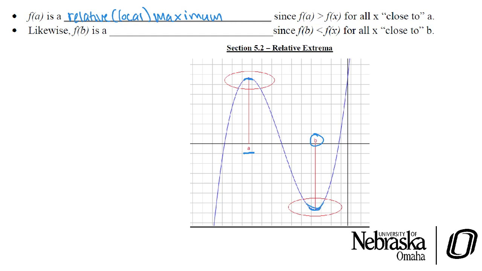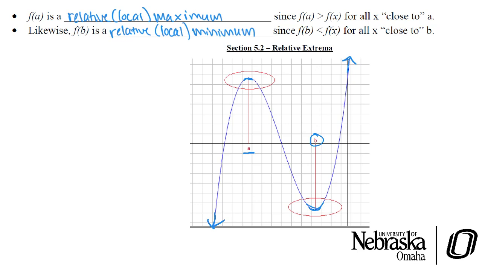Likewise, f of b, if you see where b is on the graph, we have a downhill area where we have our lowest y value, again, in the region, not for the entire graph. As you can see, our endpoints are going to positive and negative infinity. So it's not the lowest or the smallest y value for the entire graph, but just for the region. So again, we would call that a relative or local minimum.